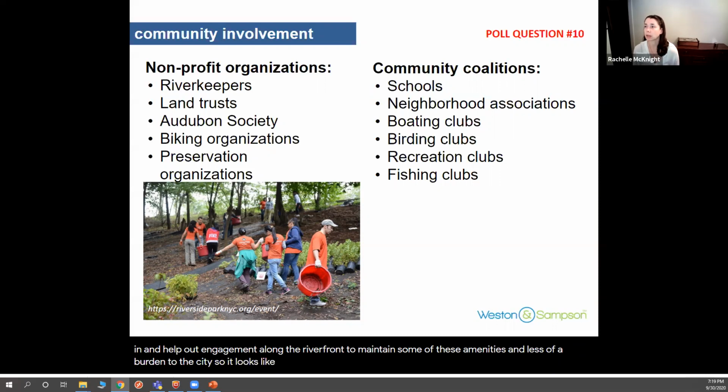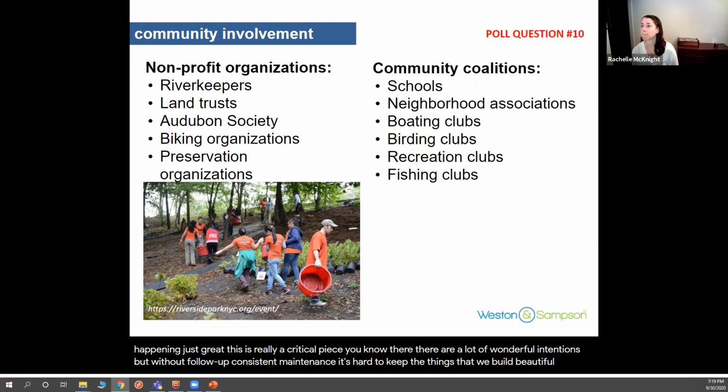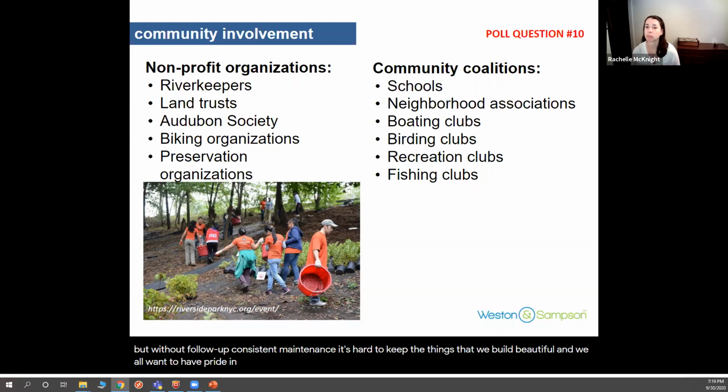So it looks like people are somewhat mixed here. There's quite a bit of chatting happening, which is great. This is really a critical piece. There are a lot of wonderful intentions, but without follow-up, consistent maintenance, it's hard to keep the things that we build beautiful. And we all want to have pride in our city and make our city beautiful.